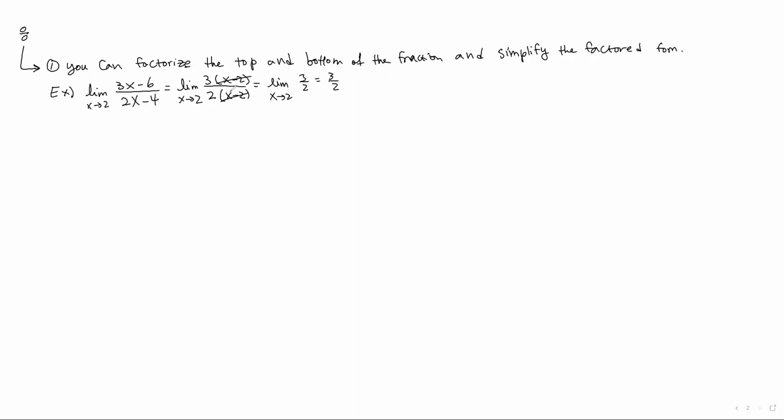So that's the number one way you can do this, by factorizing both top and bottom and then simplifying the factored form. The second way is by multiplying by the conjugate. So where is this used? When is this used? Well, it's used when you generally have a root, so it's used in cases involving square roots.